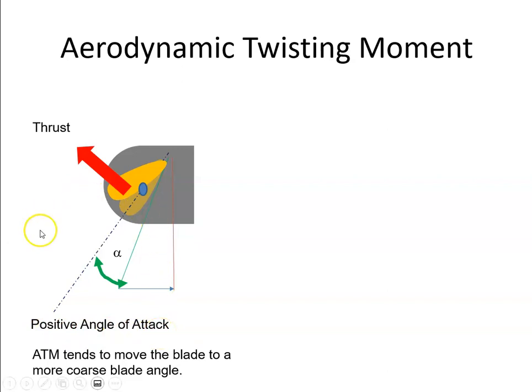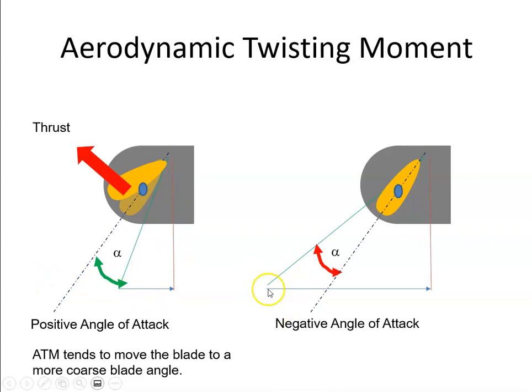So let's look now. Let's say we increase the velocity. The aircraft goes into a dive, for example. We have the same RPM. So the velocity increases. Our relative airflow is now here, and we can see that the angle of attack between the relative airflow and the chord line is now negative. So if we have a negative angle of attack, we'll get a negative thrust, and that negative thrust will want to bring the propeller blade to a smaller angle or to a more fine angle.